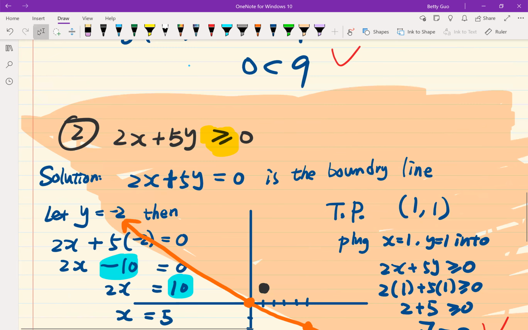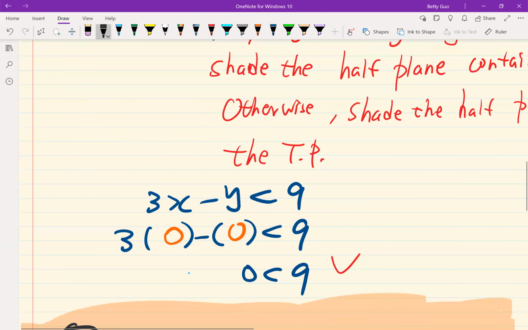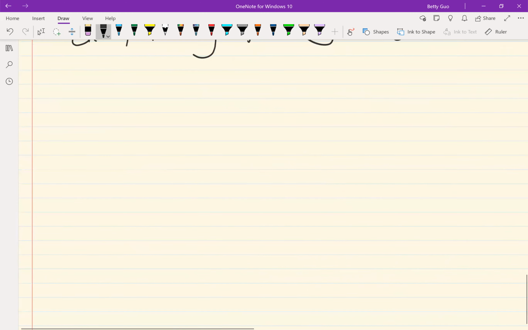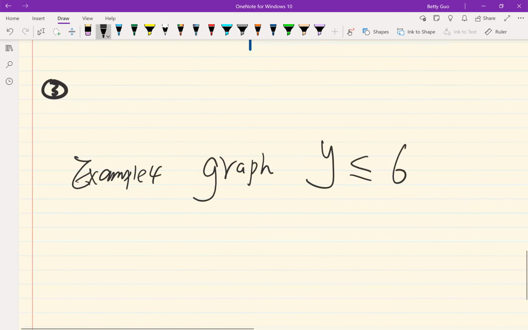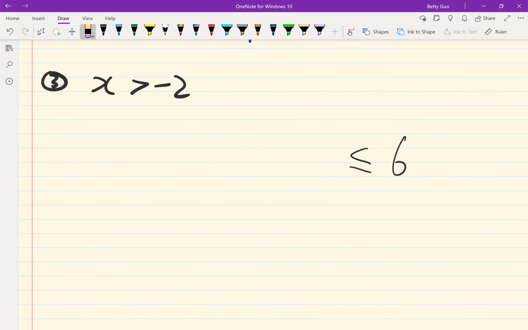Then let's see number 3. What's number 3? x is bigger than -2. We need to graph the linear inequality in 2 variables, which is x is bigger than -2. Okay, 2 steps. You guide me. What should we do?